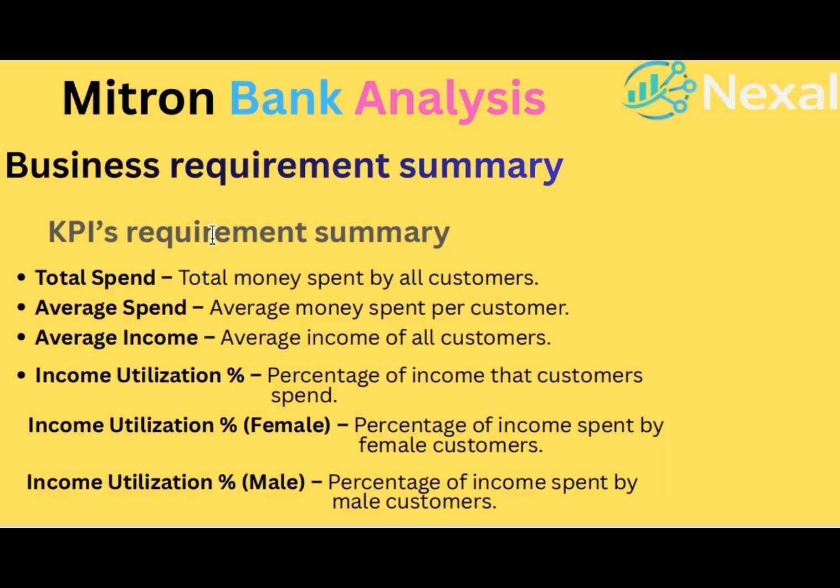indicators. So these are the key performance indicator summary. We have the total spend, average spend, average income, income utilization percentage, and income utilization percentage for male and female. So there you can see the total spend. This is the definition of the total spend: total money spent by all customers. Average spend is the average money spent per customer, and so on for all those KPI requirements.